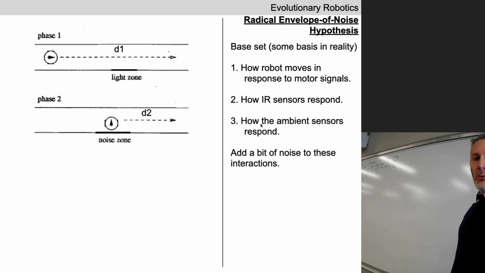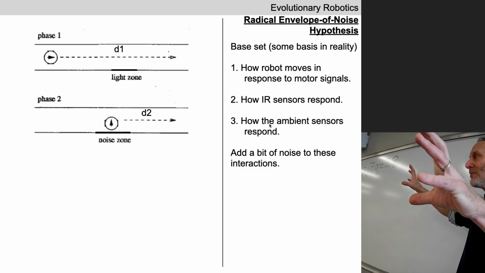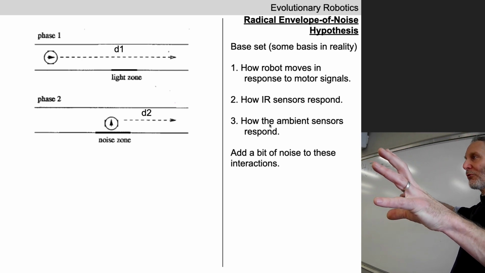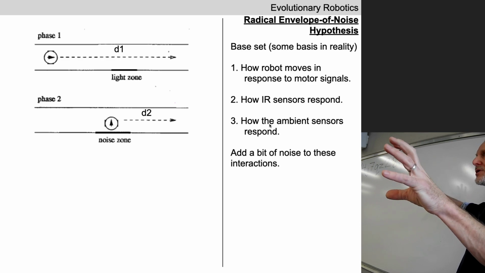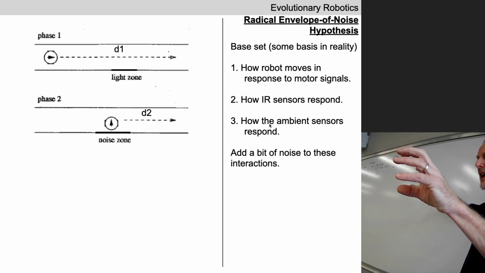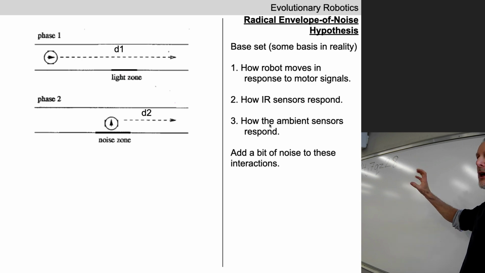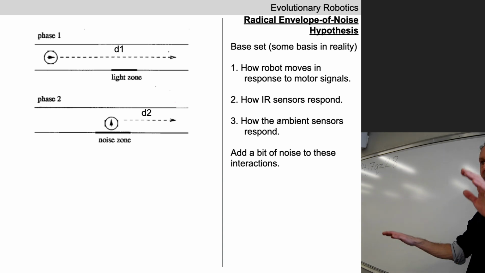Okay. We're going to put a little bit of noise on how the ambient light sensors work. If the light flashes on the right, most of the time, the right-hand light sensor will fire more strongly than the left-hand light sensor. The difference won't always be exactly the same, but generally speaking, one will be brighter than the other. And intuitively, the controller is going to have to respond somehow to that difference.